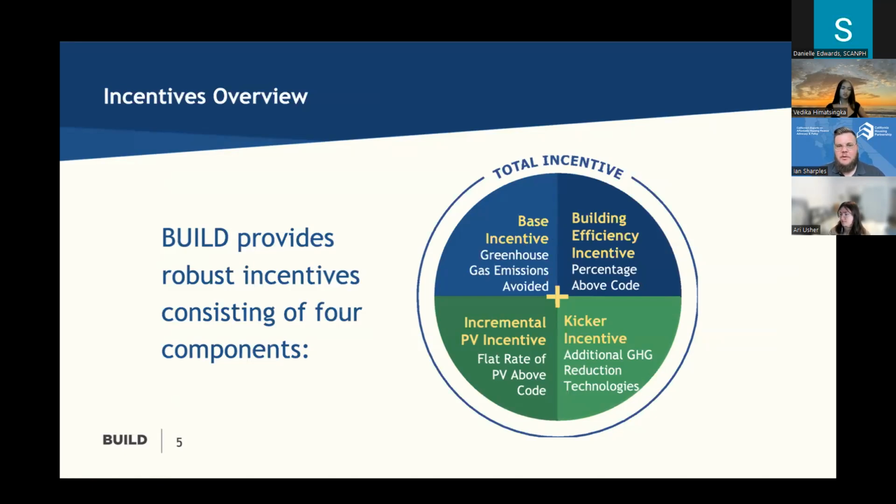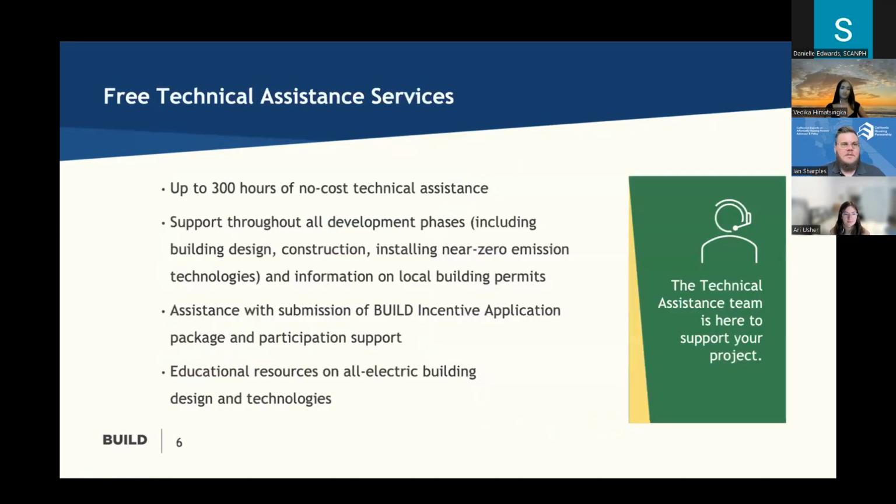Again, if you're interested in learning more about that, feel free to give me a call and I'll get you started. So in terms of the technical assistance services, it is 300 hours of no-cost TA. They'll support you throughout the entire development process. They'll help you submit the BUILD incentive application and provide you with a number of other educational resources and probably help you with accessing some other programs as well.